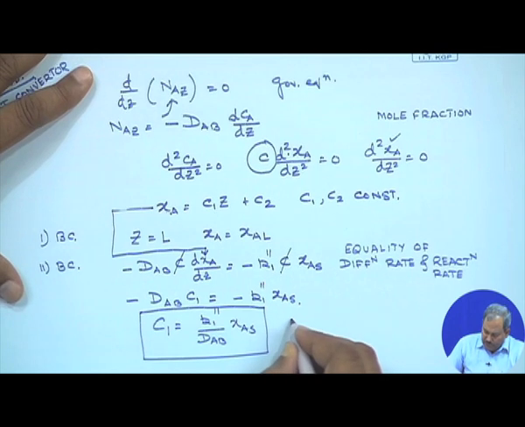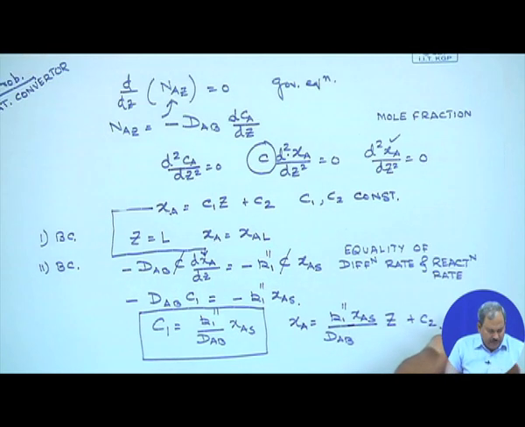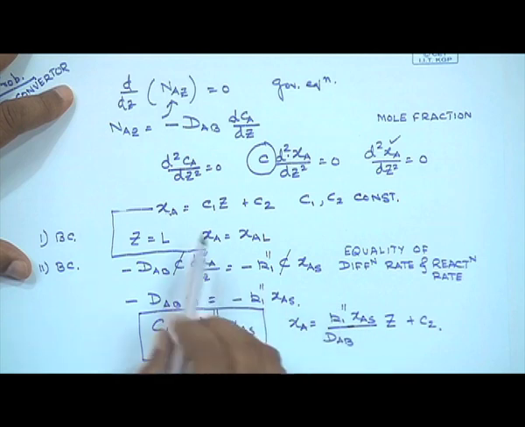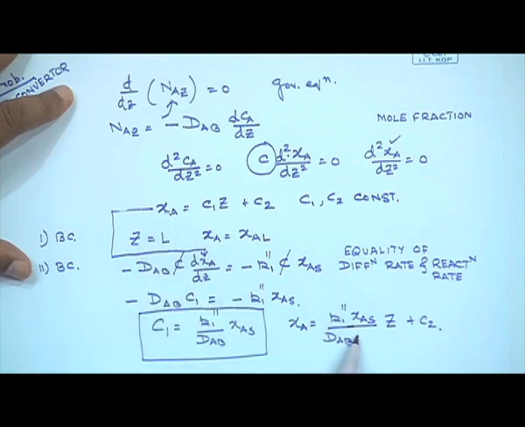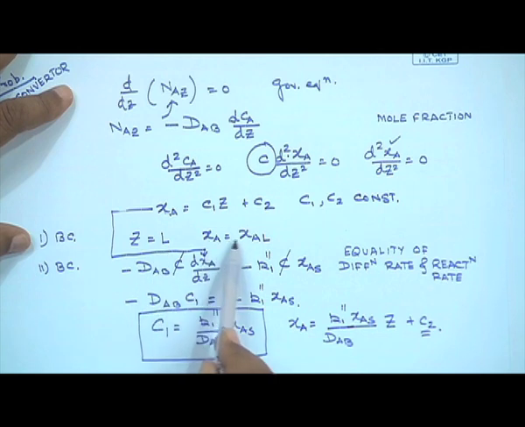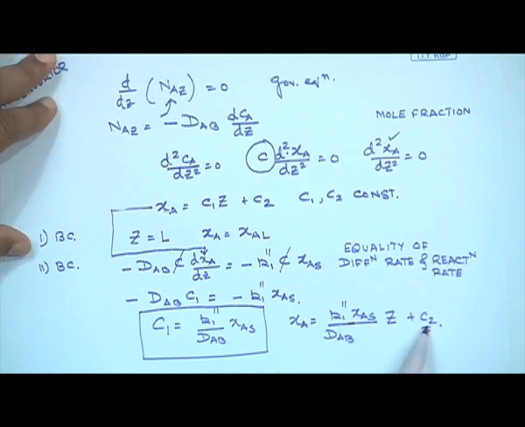Therefore, it would give you XA equal to K1 double prime times XAS by dAB times Z plus C2. This is a simplified expression after evaluation of C1, but I still have to evaluate C2, which will follow from the first boundary condition, which is at Z equals L, XA is equal to XAL. So, at Z equals L, XA becomes XAL, and this would give me the expression for C2.